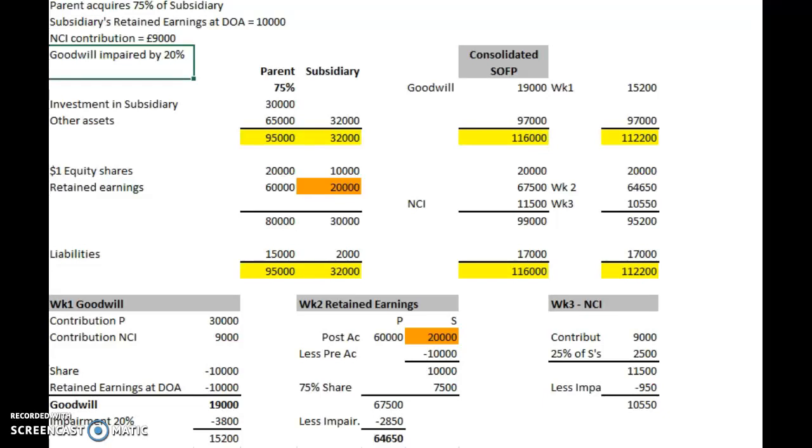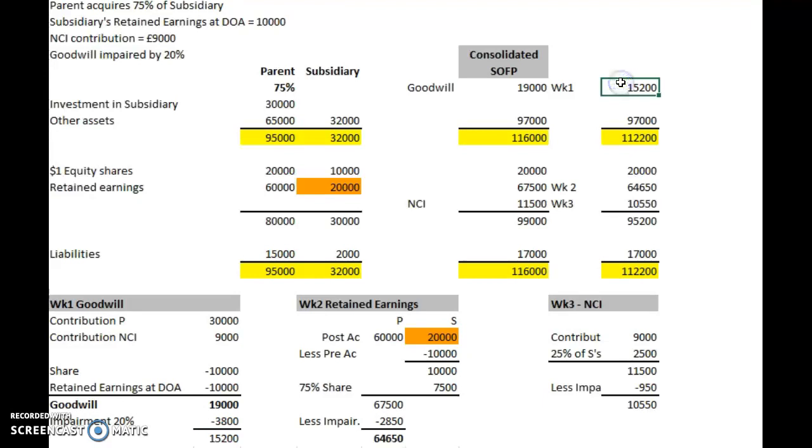Okay, here's a third example of the statement of financial position, and we're looking at impairment of goodwill again. This time we're going to use as a point of departure the balance sheet that we arrived at last time, when we impaired goodwill by 20%, giving us a figure of 3,800 to deduct from the goodwill amount. And here you see the adjusted statement of financial position that we created.